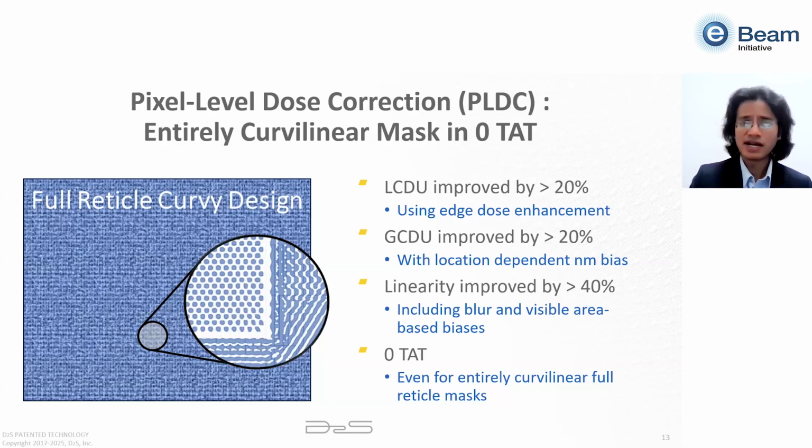You can do entirely curvilinear masks, or you can mix it with Manhattan designs, and it will still be doing everything in zero turnaround time, whether each and every section of the reticle is curvilinear. Now I'll go into the details of how it does it.